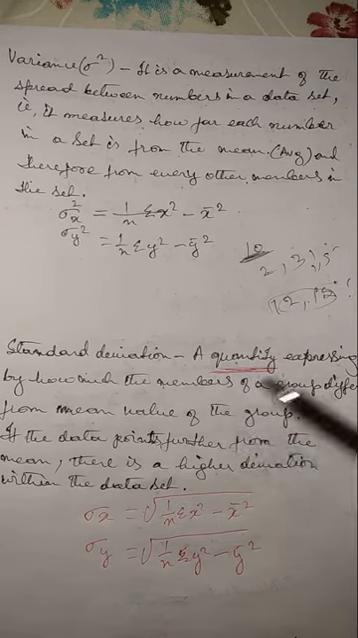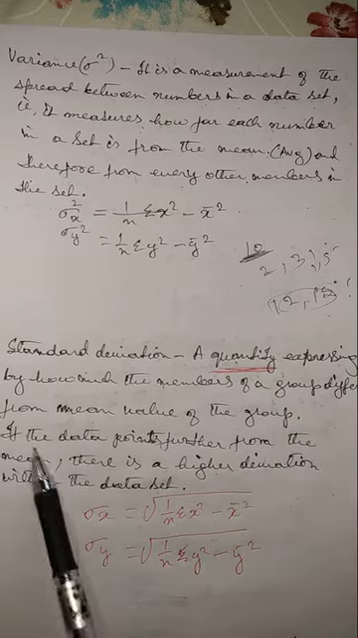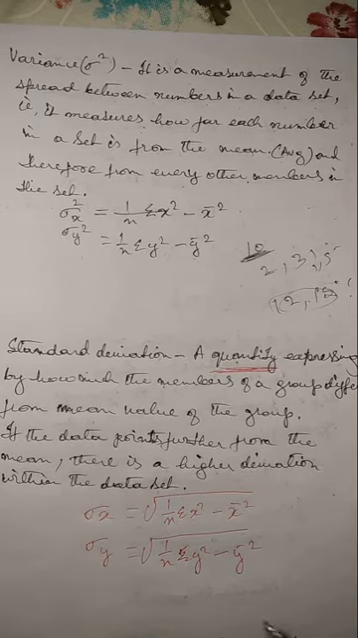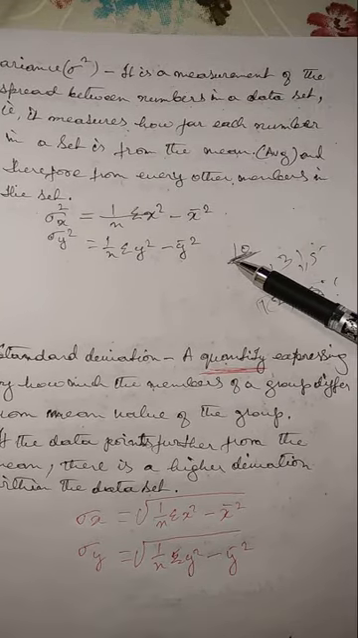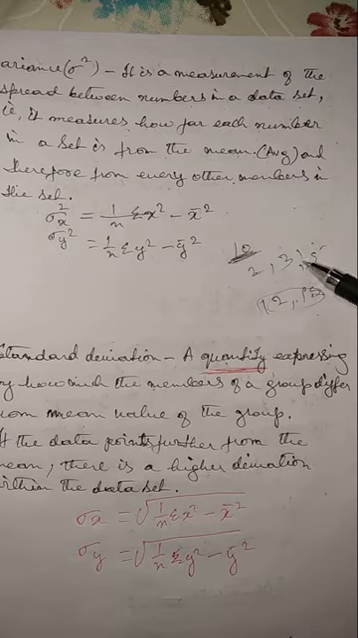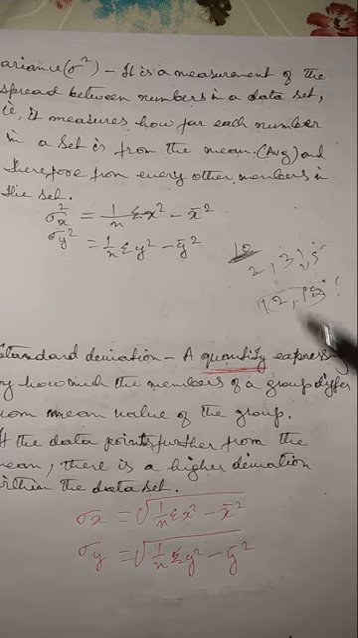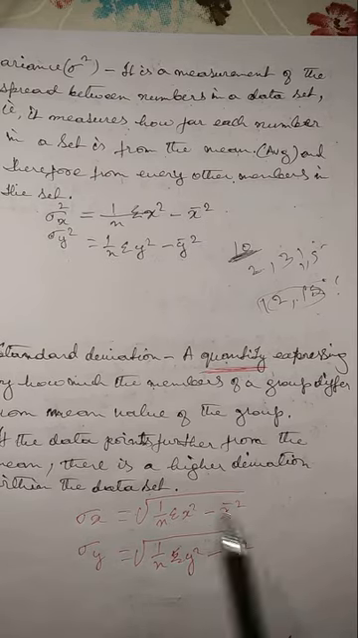In standard deviation, it shows us the quantity expressing how much the numbers of a group differ from the mean value of the group. So if the data points are further from the mean, there is a higher deviation within the data set. Suppose our mean is 10, and the other data are 2, 3, 5, 12, 15, 16, and so on. This shows that the other data are far from the mean. So the farther the data from the mean, the higher the standard deviation.